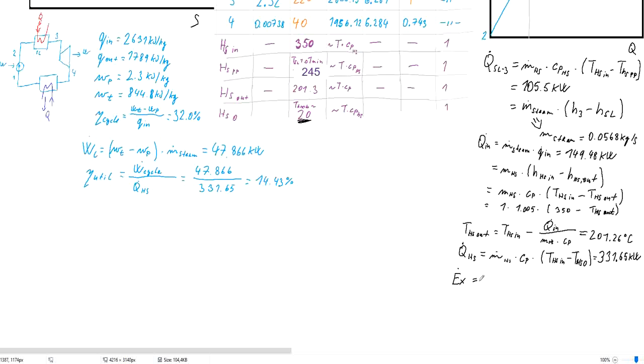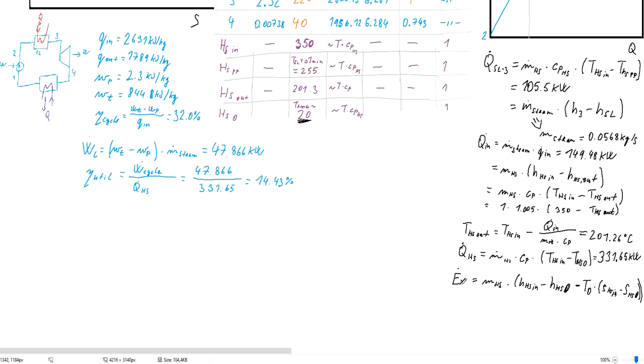And the exergy would be the mass flow rate of the heat source multiplied by the enthalpy of the heat source at the inlet minus the enthalpy of the heat source at that point 0, and minus the thermodynamic temperature, that means in Kelvin, at the ambient at 0, times the entropy difference of the heat source at the inlet minus the entropy when the heat source is cooled down to the ambient temperature.